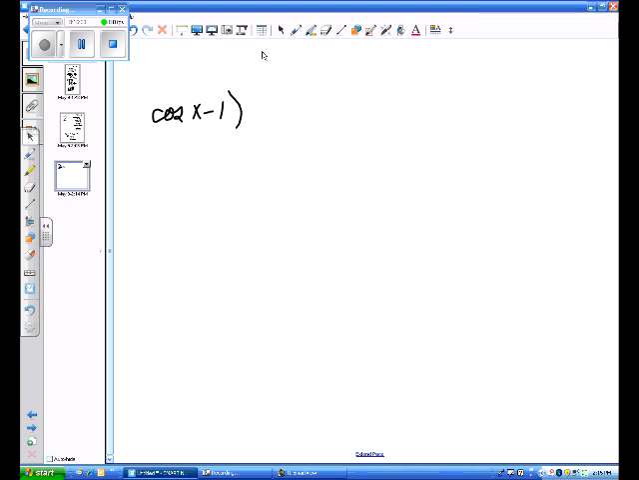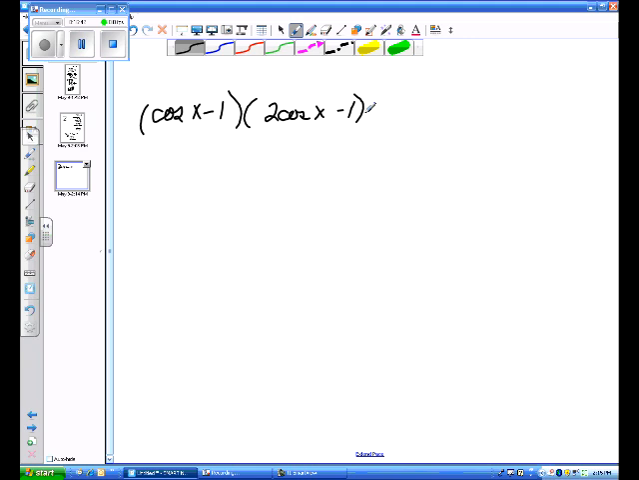But if we have the cosine x minus 1 times 2 cosine x minus 1 equals 0. Now, when we were solving our quadratics back in algebra, we learned that if we could write them in factored form as a multiplication problem, then we knew that one of those factors had to be 0. The only way you get 0 for an answer is if you're multiplying by 0. So we know that one of these factors has to be 0. We're going to look for all of our answers between 0 and 360.